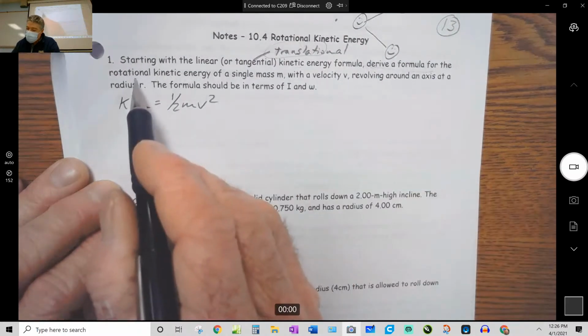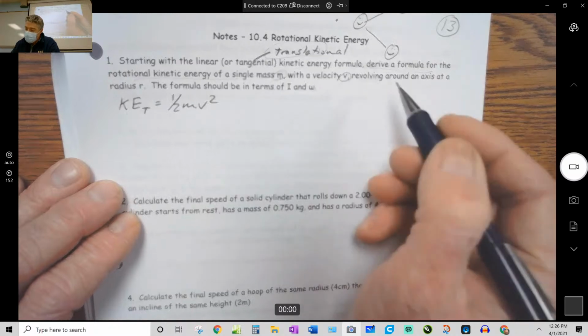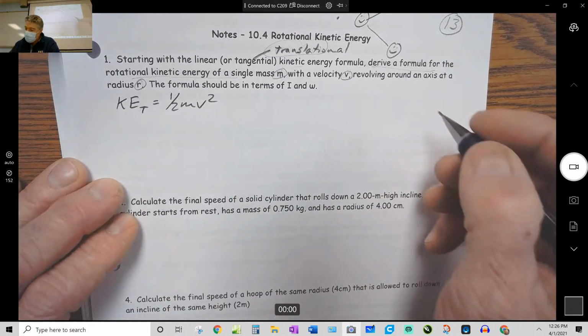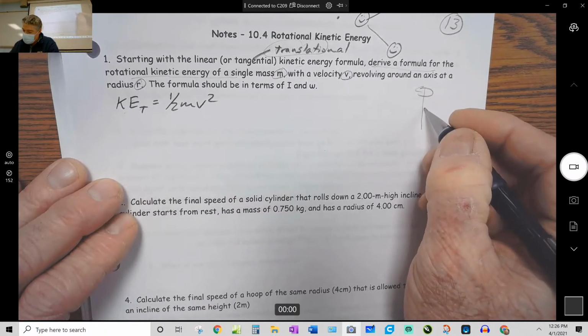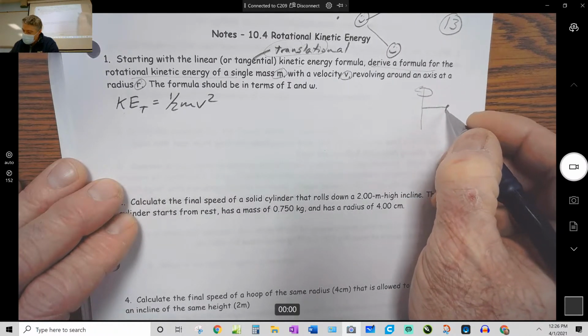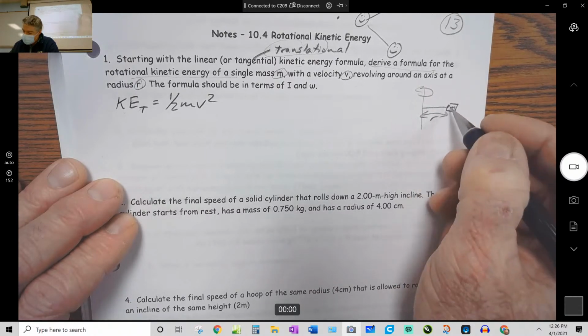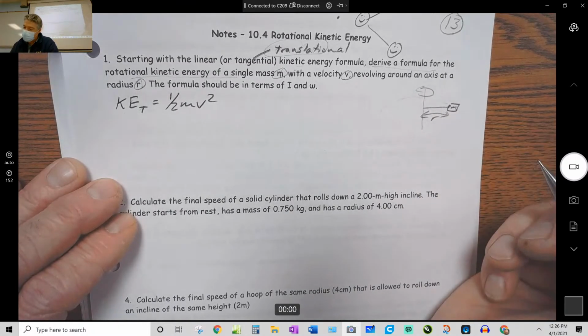Derive a formula for rotational kinetic energy of a single mass m with the velocity v revolving around an axis with the radius r. So that would just look like this: this is the axis that something's rotating around. This is the mass m. This is the radius. So this thing is just going around in circles, basically.